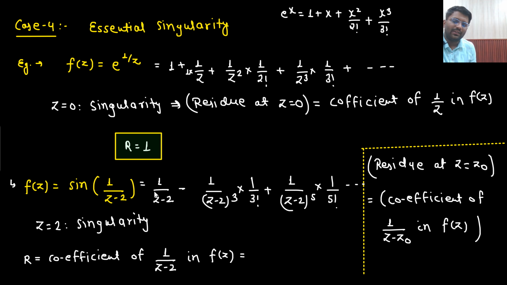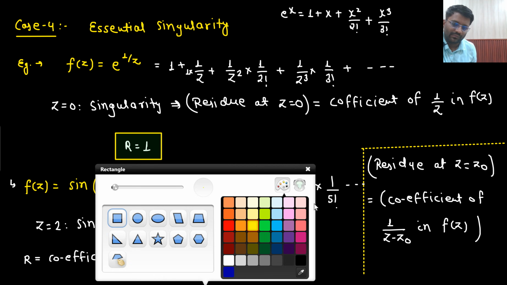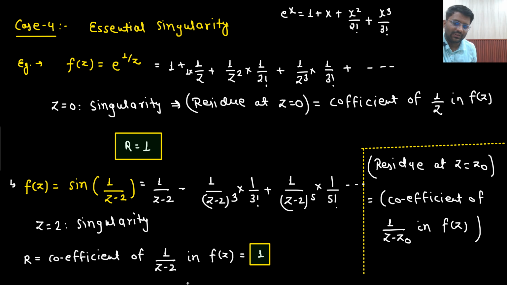So, what is the coefficient? Sir, 1 upon z minus 2 is multiplied with 1 only. So, what is the coefficient? That is 1. So, this is the answer. There you go.